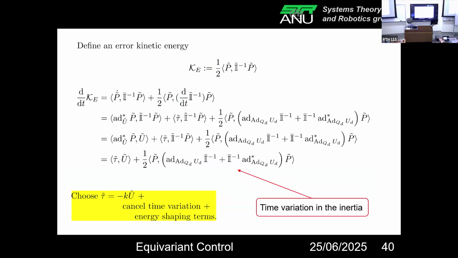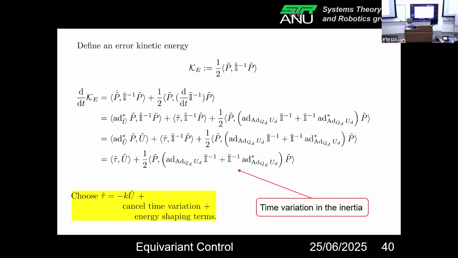Really quickly, just to see how you're going to do that, you're going to use a kinetic energy. Eventually you'll use some energy shaping and some bits and pieces as well. But let's look at the derivative of the kinetic energy. So you're going to get a P tilde dot derivative. You also have a time varying inertia, so you have to worry about the derivative of the time varying inertia. Forget about that for the moment. The P dot derivative has an ad star U P tilde, and then the I^-1 P tilde here, and the tau tilde I^-1 P tilde.